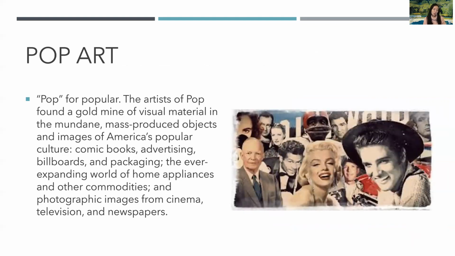So the first art movement in the 60s and 70s we are going to see is pop art. So pop for popular. The artists of pop found a goldmine of visual material in the mundane, mass-produced objects and the images of America's popular culture, such as comic books, advertising, billboards, and packaging, and the ever-expanding world of home appliances and other commodities, and photographic images from cinema, television, and newspapers.